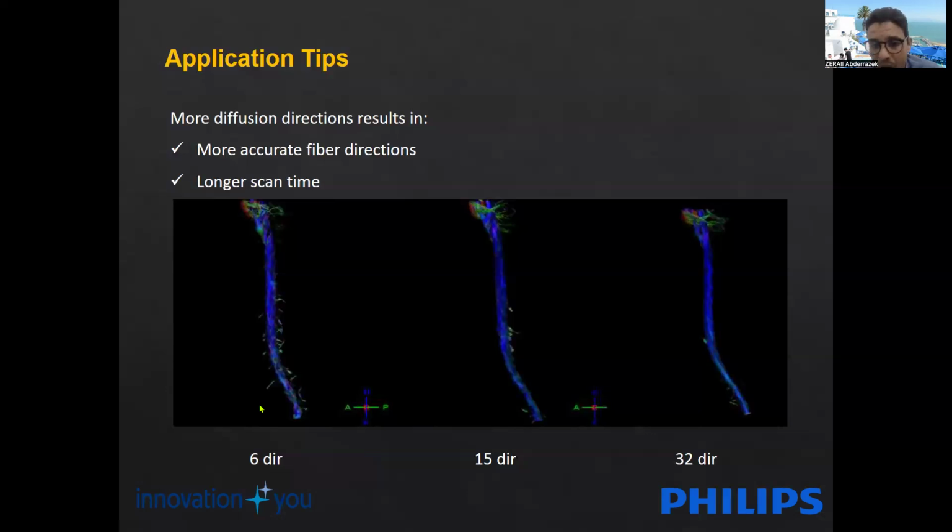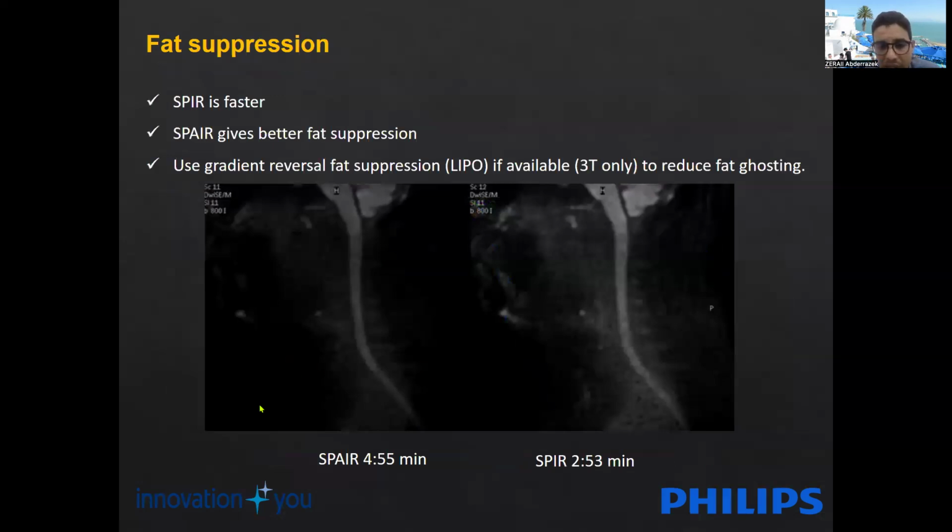If you have the option of multiband SENSE, try to use it because it gives you less acquisition time. Concerning fat suppression, usually the SPIR method is faster, but SPAIR gives you better fat suppression. Also use gradient reversal fat suppression, which is available only on 3 Tesla, like Ingenia Elition S or Elition X; it depends on the gradient. Also the conventional one on 3 Tesla.